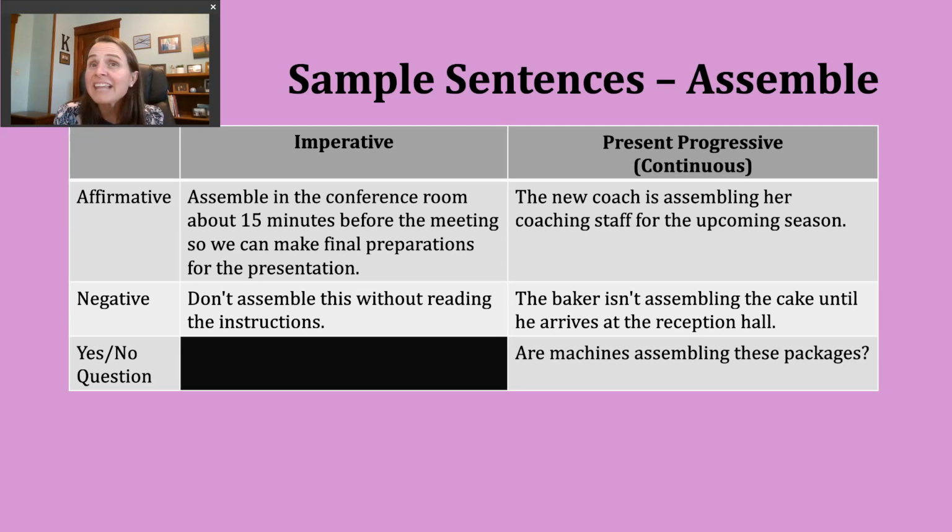Finally, let's look at making a yes or no question in the present progressive. To do that, start with your form of be, right? Whatever form matches your subject, that subject comes next, then the ing form the verb. Here's another example. Are machines assembling these packages? Right? So someone might want to know, right? Is this ongoing right now? Maybe they're being put together by hand. All of that is a possibility.